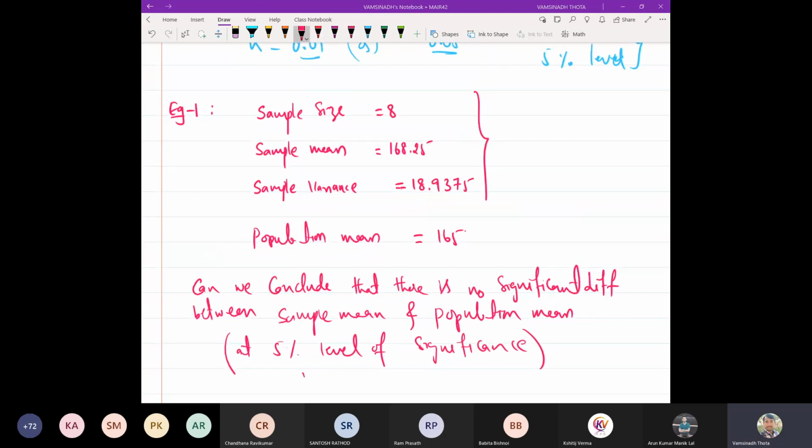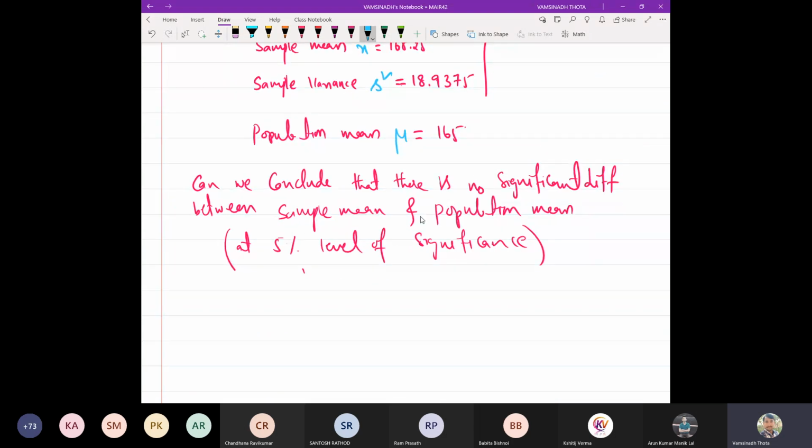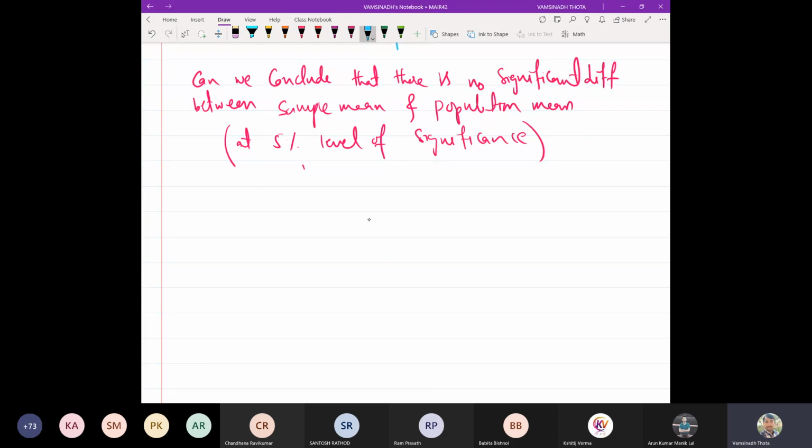Now from this, you see the data. Sample size generally we represent with n. Sample mean we represent with x bar. Sample variance s square. Population mean mu. So the sample size is 8, so it is a small sample, and we need to find whether there is a significant difference between the sample mean and the population mean. So we need to go for the t test. First thing, you should be clear about which test you should use. It is a small sample, and the question is about the significant difference between the sample mean and the population mean. So we have to go for the t test.